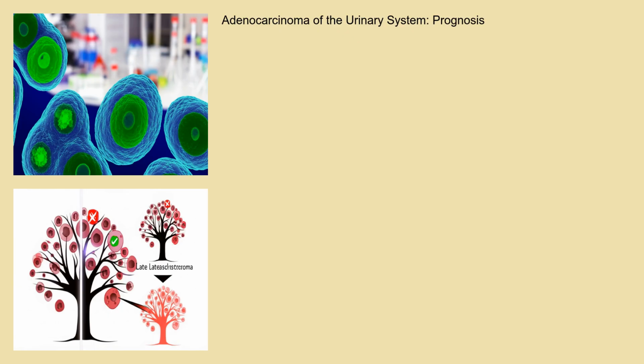The prognosis for adenocarcinoma of the urinary system varies widely depending on several factors, including the stage of the disease at diagnosis, the specific type of cancer, the patient's overall health, and the response to treatment. Early detection and treatment generally lead to better outcomes. Recent research is focused on developing new and more effective therapies, including targeted therapies and immunotherapies, to improve survival rates and quality of life for patients with advanced disease. Furthermore, research into early detection methods, such as biomarkers in urine, is ongoing to improve the chances of catching the disease at an earlier, more treatable stage.